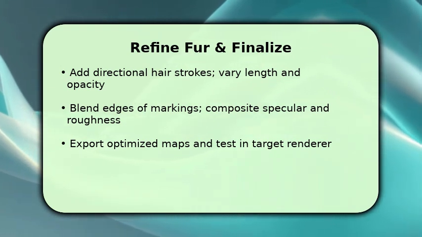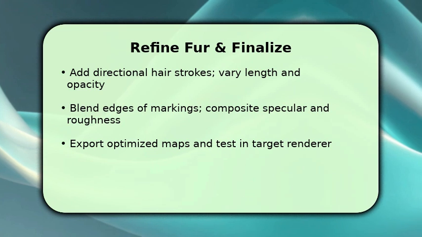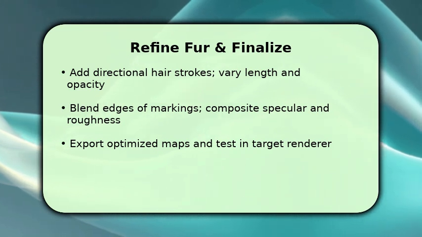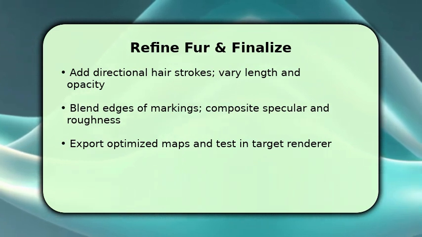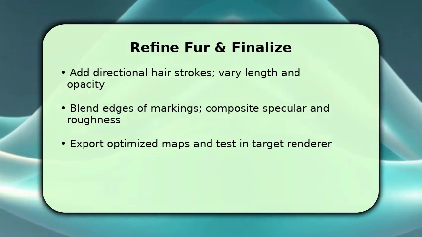Export optimized maps, albedo, normal, roughness, AO, and test in your target renderer. If seams or weird shading appear, rebake AO at higher sample and reproject hair strokes to the corrected UVs.